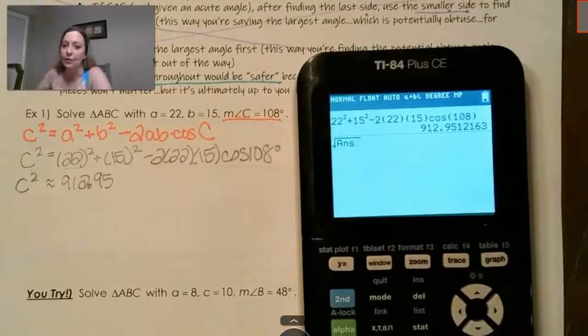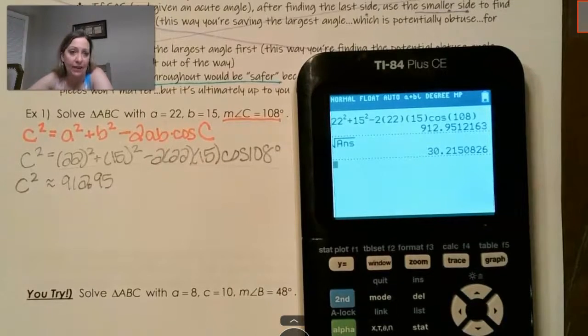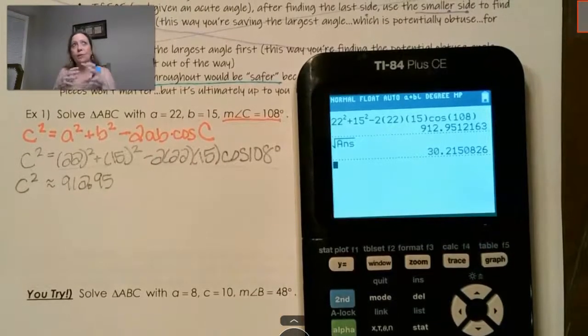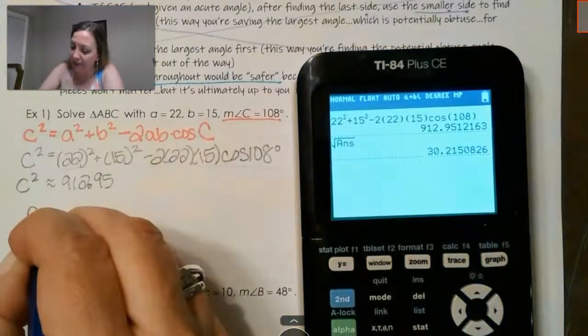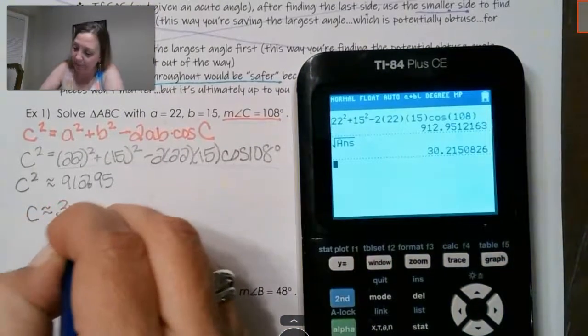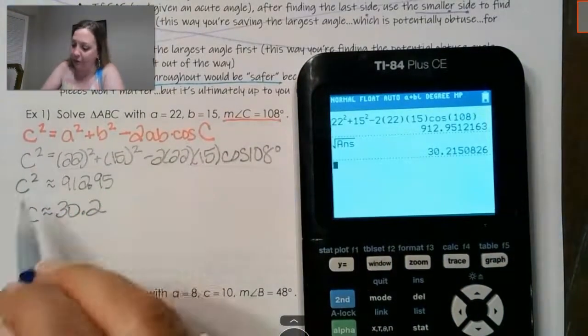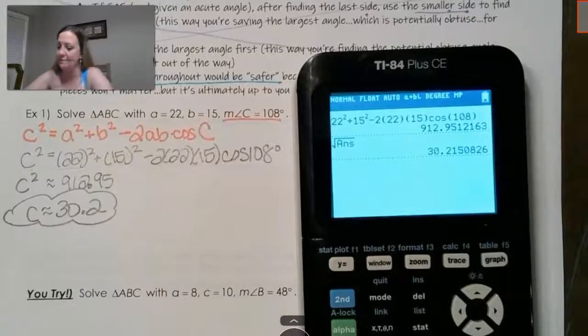We don't want to take the square root of 912.95 because once we start doing operations with rounded answers, it's going to be a hot mess, okay? So anyway, let's round the final answers to the nearest 10th. That'll give me about 30.2, okay? So there we have it there.